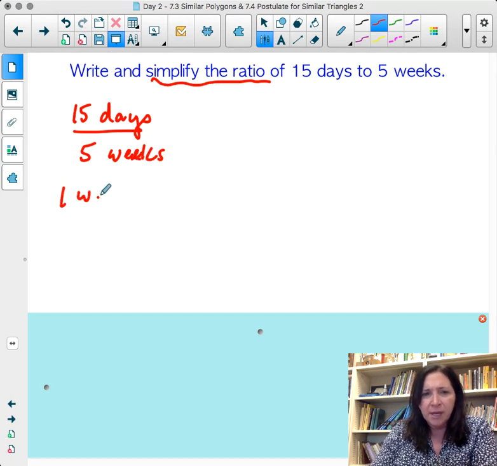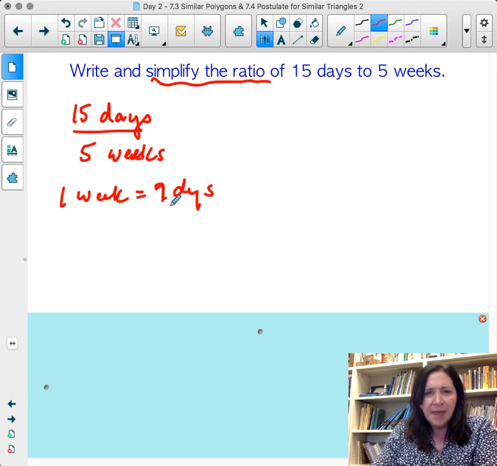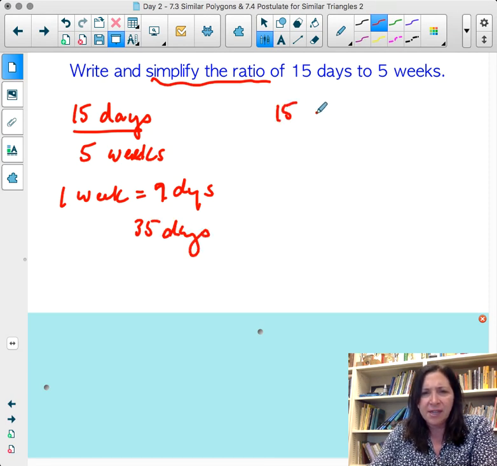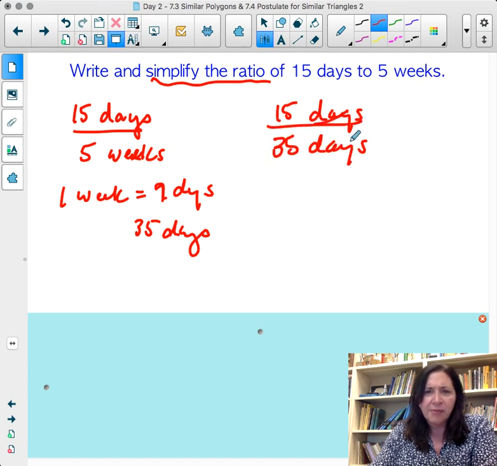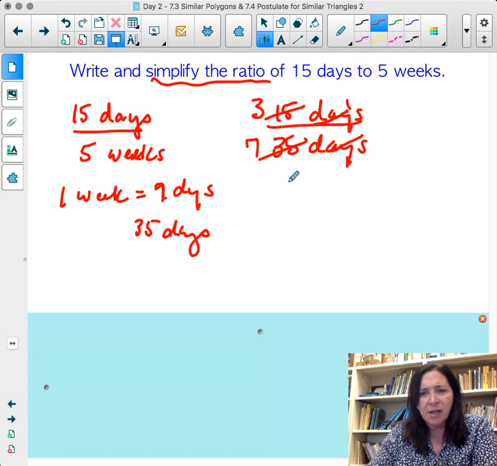So if 1 week is equal to 7 days, then 5 weeks is going to be 35 days. So that means I'm going to have 15 days on top, and I'm going to divide that by 35 days. And days will end up canceling because they are units of measurement. And I have 15 divided by 35. I'm going to divide both of these by 5, and I get 3 over 7. So simplifying this ratio is 3/7.